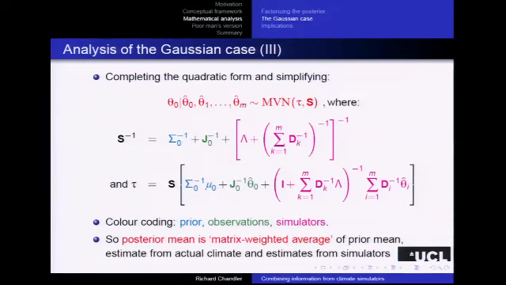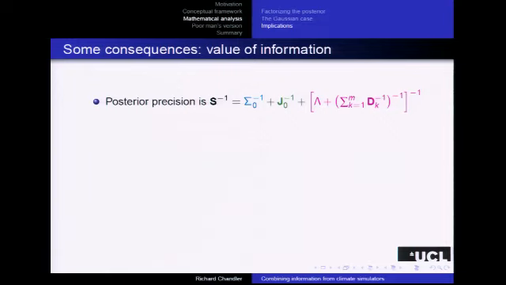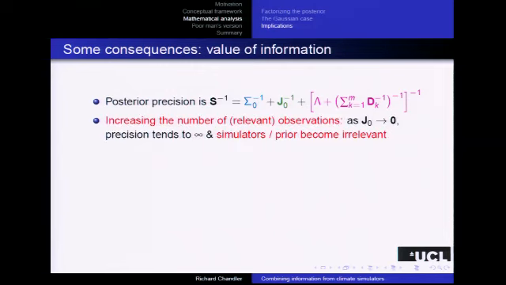If you look at it, here's the posterior mean. Mu0 is my prior mean. Theta hat 0 is the information I've got from the actual climate. Theta hat i is what I've got from the simulator. So this expression is a matrix-weighted average of the information from the different sources. Let's look at the posterior precision, which is the inverse of the covariance, given by that expression there. We want to make the posterior variance as small as possible, the precision as high as possible.